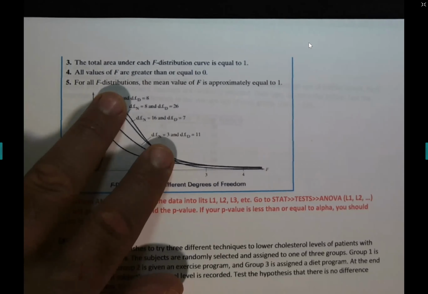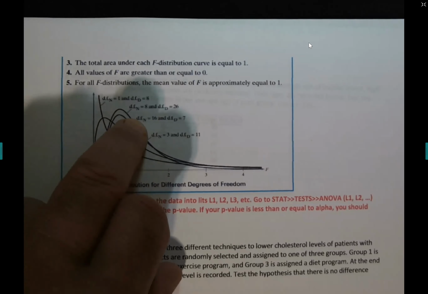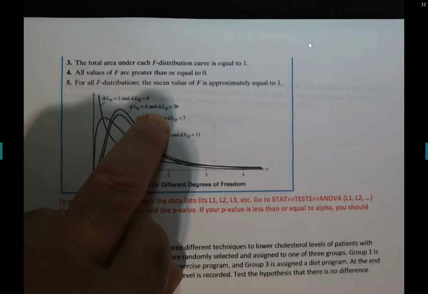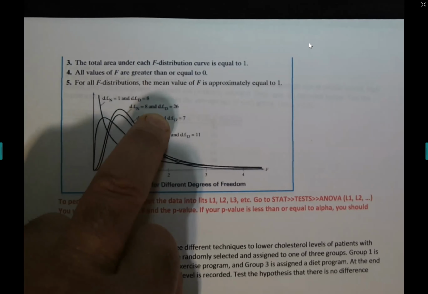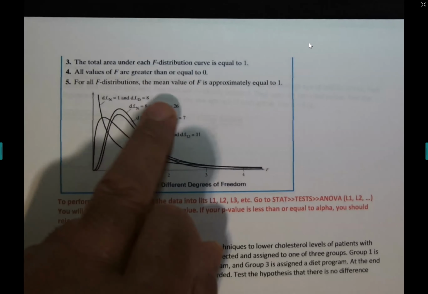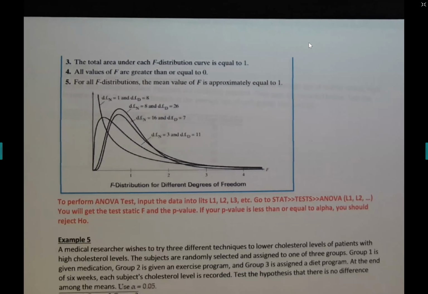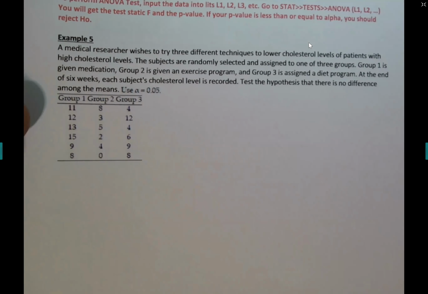It has 2 degrees of freedom. One is called degrees of freedom of the numerator, and one is called degrees of freedom of the denominator. And as the degrees of freedom of numerator and denominator increase, the shape of the distribution will become just like a bell-shaped curve. So this is the F distribution. And we're going to show you now how to perform the test. It's a very, very easy test, guys.